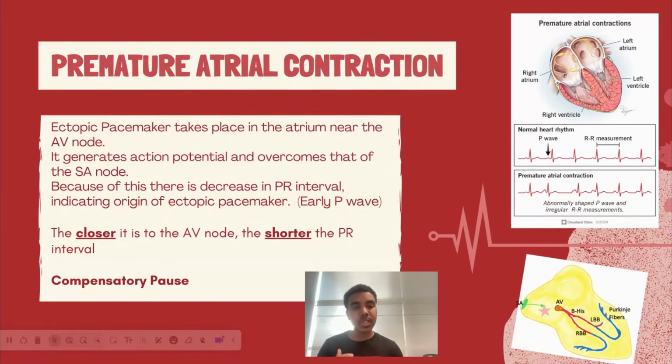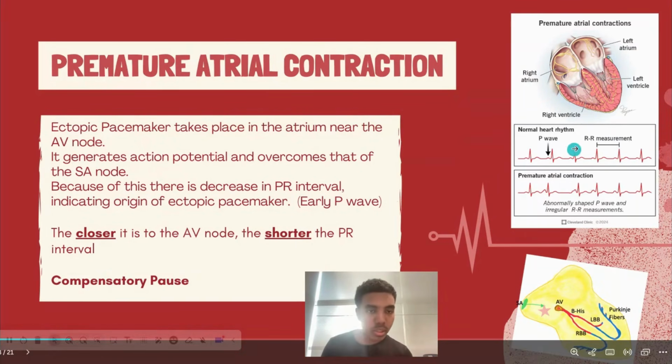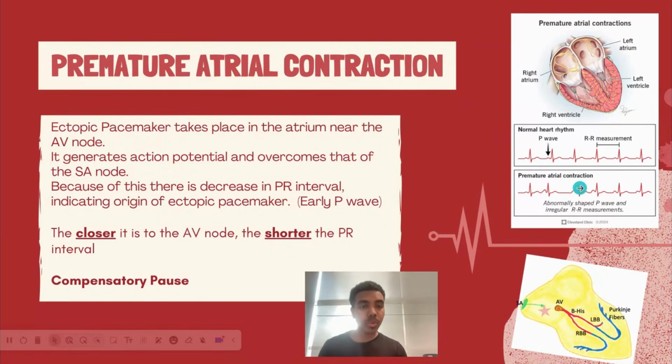It basically pushes the P wave a bit further. It gives the P wave more energy. If you take a look at the ECG picture on the top right, the normal heart rhythm is normal, and the P wave is normal. However, in the premature atrial contraction, you can see that the P wave goes higher. Not only that, but it's earlier. It's an early P wave, and it has an abnormal shape.